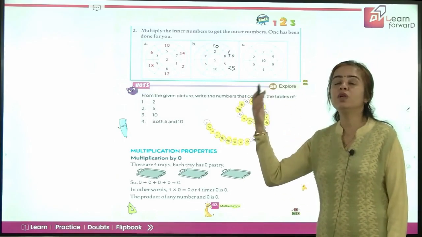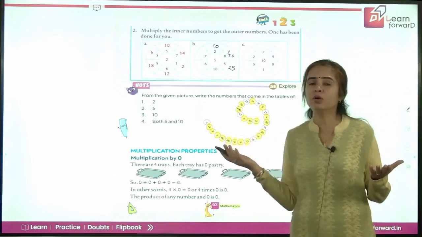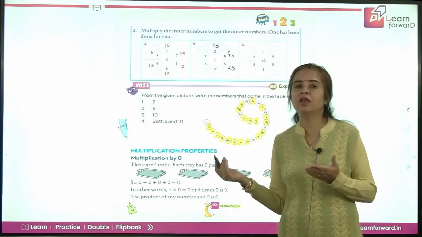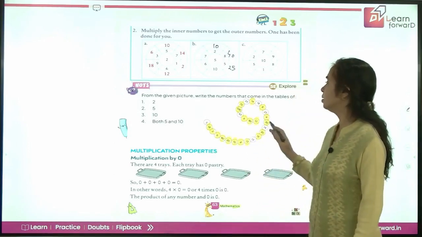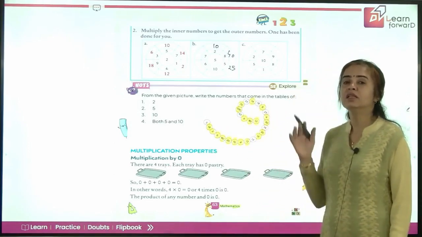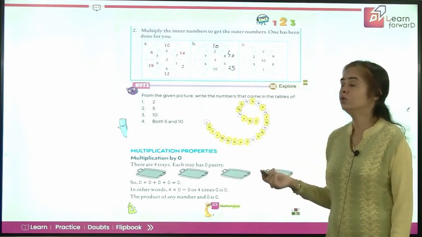If you go beyond 2 tens are 20, we can, because it's not about just adding 2 times 10. You can add 2 times 11 also, 2 times 12 also. So, all these numbers that I have colored, they all will come in the table of 20, but they will be beyond 2 tens are 20.